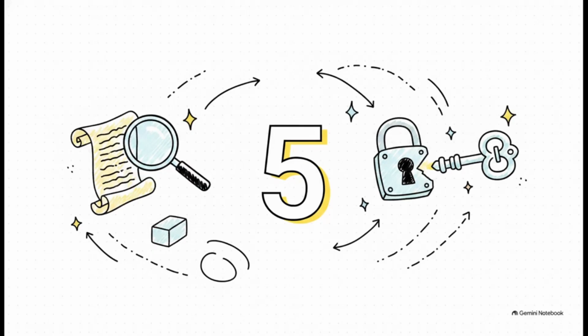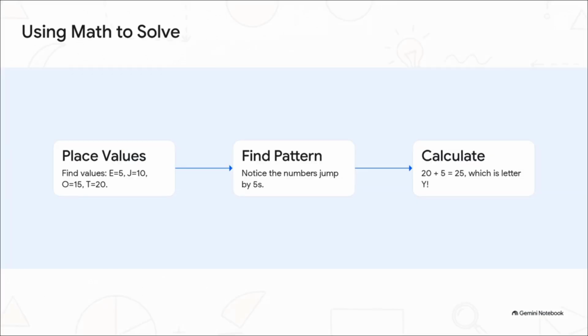To crack this one, we absolutely have to pull out that very first tool we learned about. Remember our place value tool? Yup, because the secret key to solving this whole mystery is the number 5. This is a perfect example of how math helps us decode letters. First, we find the place values for each letter. If we look at our alphabet map, E is the 5th letter, so it gets a 5. J is the 10th letter, so it's 10. O is the 15th letter, and T is the 20th.